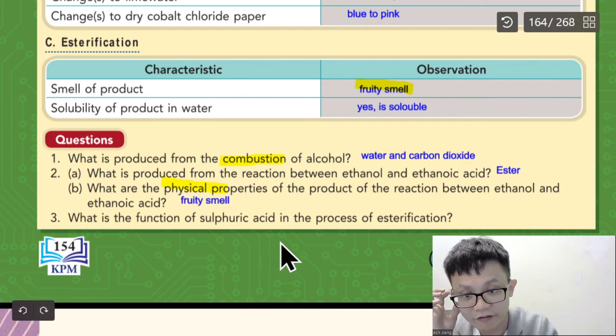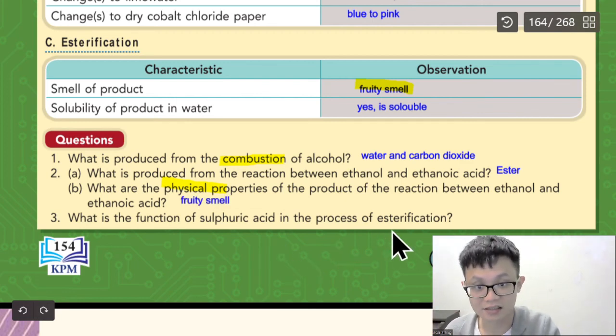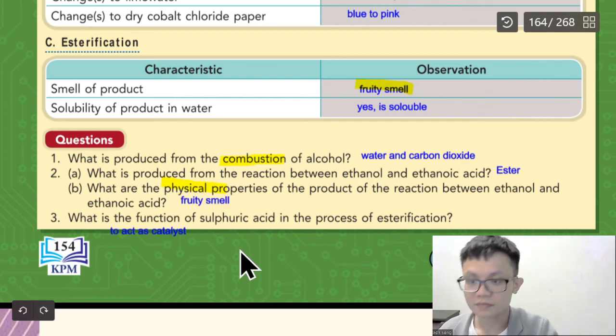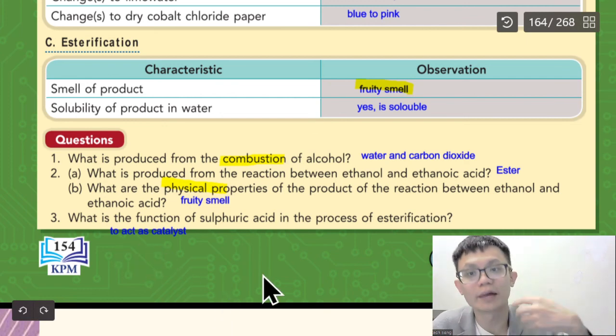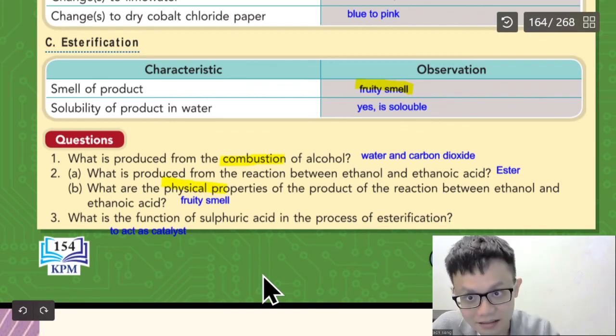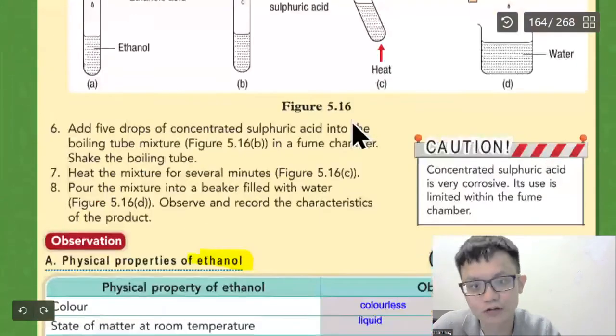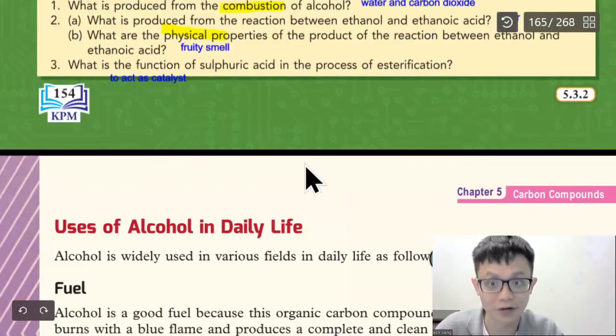What is the function of sulfuric acid in the process of esterification? It acts as a catalyst, meaning it makes the reaction faster. Even if you don't add it, it can still work, but if you put it in, the reaction is faster.